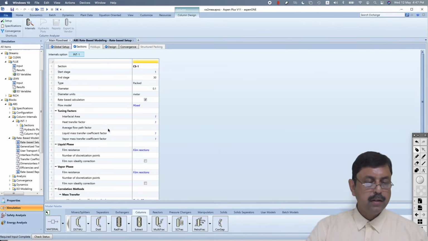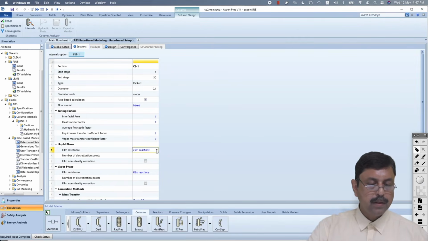first we will say the liquid phase film should be discretized, and it will ask for the number of discretization points. We'll say 5, because that has been found to be the best.